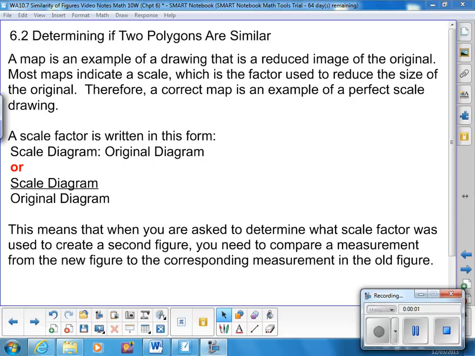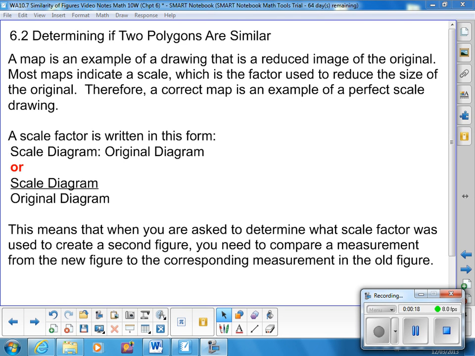Today's lesson is determining if two polygons are similar. A map is an example of a drawing that is a reduced image of the original. Most maps indicate a scale, which is a factor used to reduce the size of the original. Therefore, a correct map is an example of a perfect scale diagram.